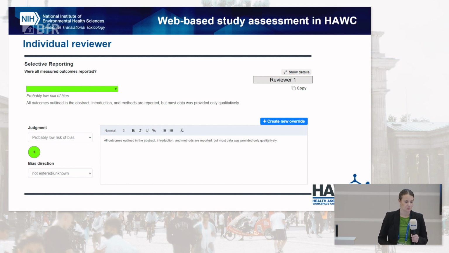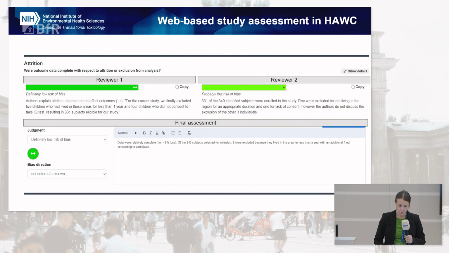The reviewer can choose the judgment from this drop-down menu on the left and the direction of bias if that can be assessed. Oftentimes it's very difficult to assess that, if at all. And then the most important part here, I think, is this text box where the reviewer puts in their rationale for that judgment. And that's a really important part of this process, and it kind of forces the reviewer to be very familiar with both the criteria and the study that they're assessing when you need to provide your rationale.